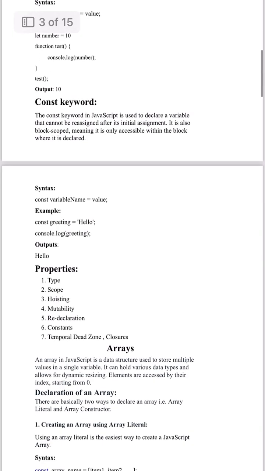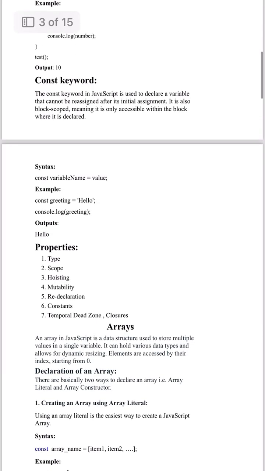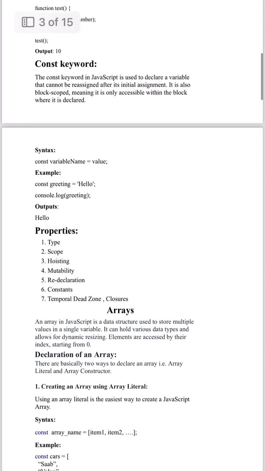Const keyword. The const keyword in JavaScript is used to declare a variable that cannot be reassigned after its initial assignment. It is also block scoped, meaning it is only accessible within the block where it is declared.